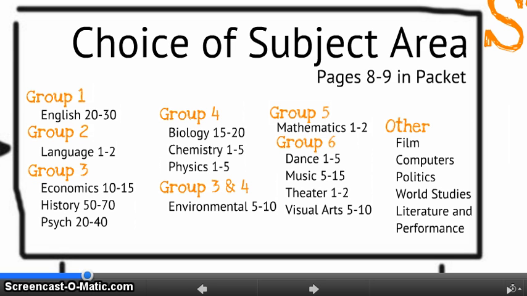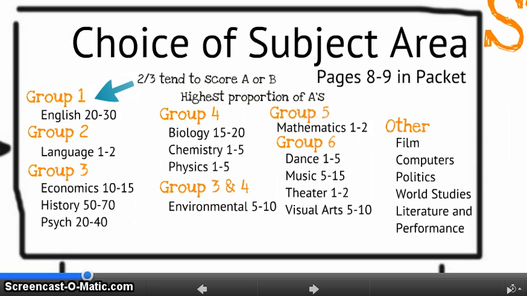So the first question I usually get at this point is, which one of these is the one where I'm going to get the highest score? Well, according to international data, 2/3 of the students who choose Group 1 topics tend to score an A or a B. That's the one where you have the highest number of A's and B's. The highest proportion of just A's, based on number of papers submitted, is in Group 6.